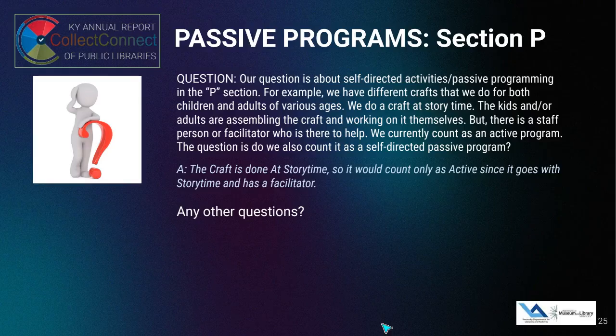Okay, one question. Our question is about self-directed activities, passive programming in the P section. We have different crafts that we do for both children and adults of various ages. We do a craft at story time. The kids and or adults are assembling the craft and working on it themselves, but there is a staff person, also called a facilitator, who is there to help. We currently count it as an active program. The question is, do we also count it as a self-directed passive program? If the craft is done at story time, it would only count as active since it goes with story time and has a facilitator. You don't want to duplicate numbers. Okay?